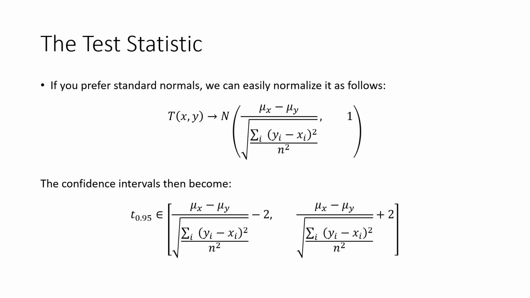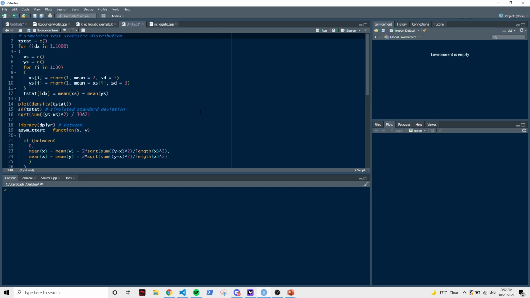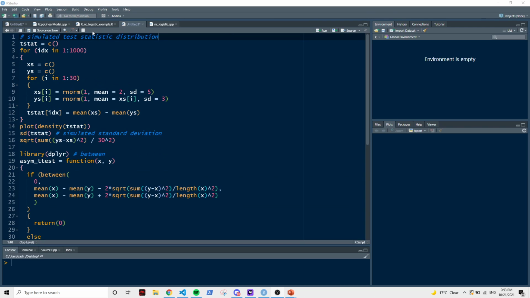So now if you've made it this far, I will go switch over to RStudio and we will do a couple of simulations. Let me just increase this font size a bit. Alright, hopefully you can see this a bit better now.